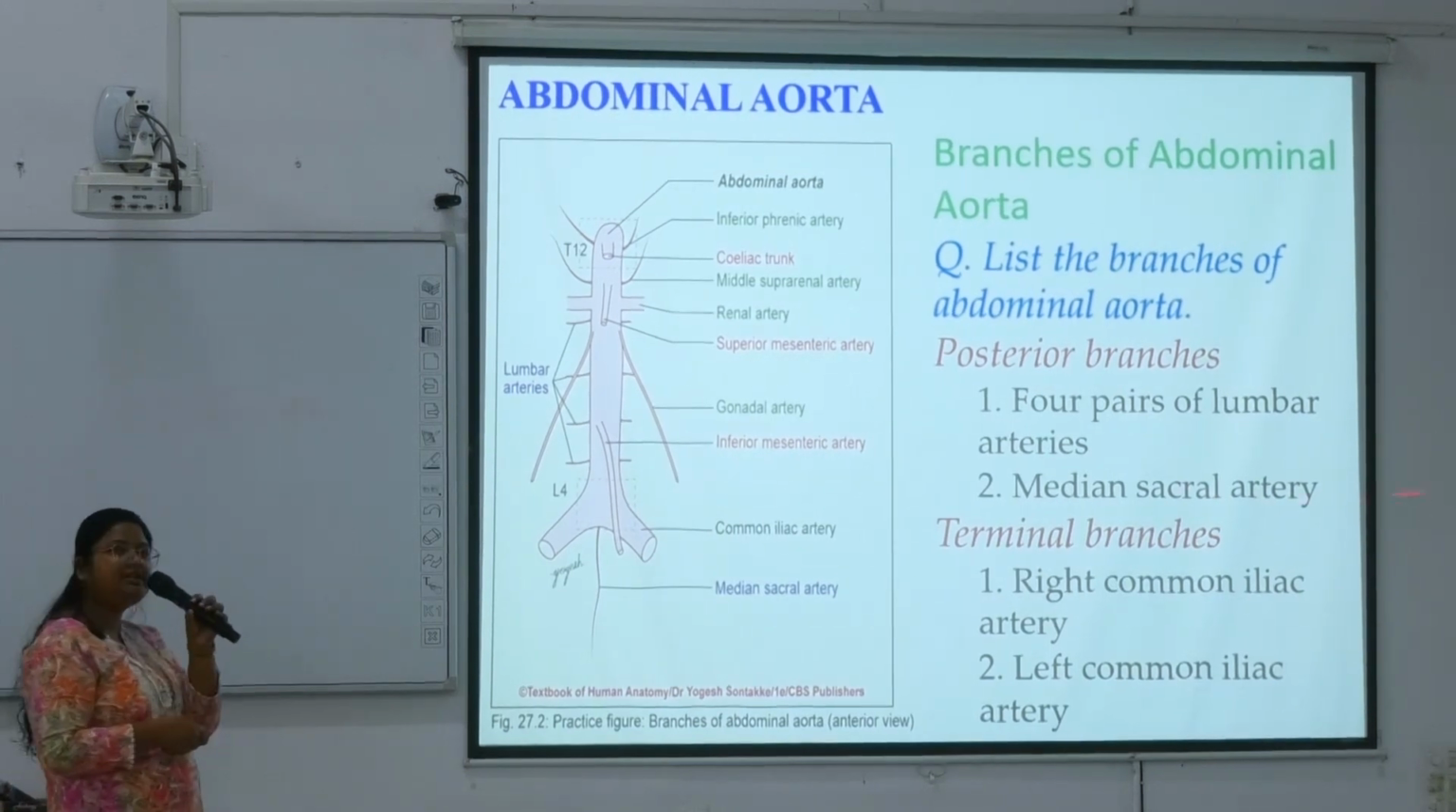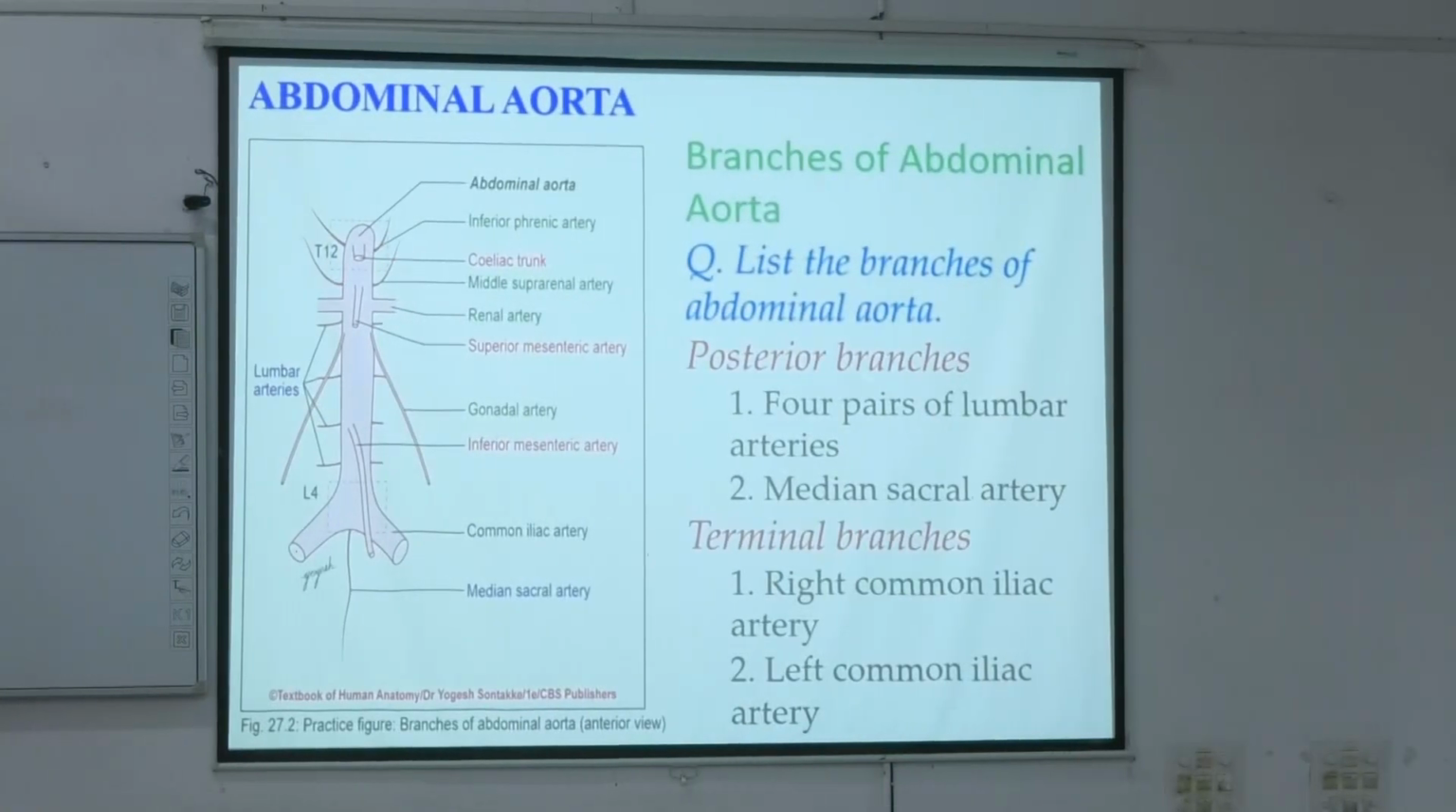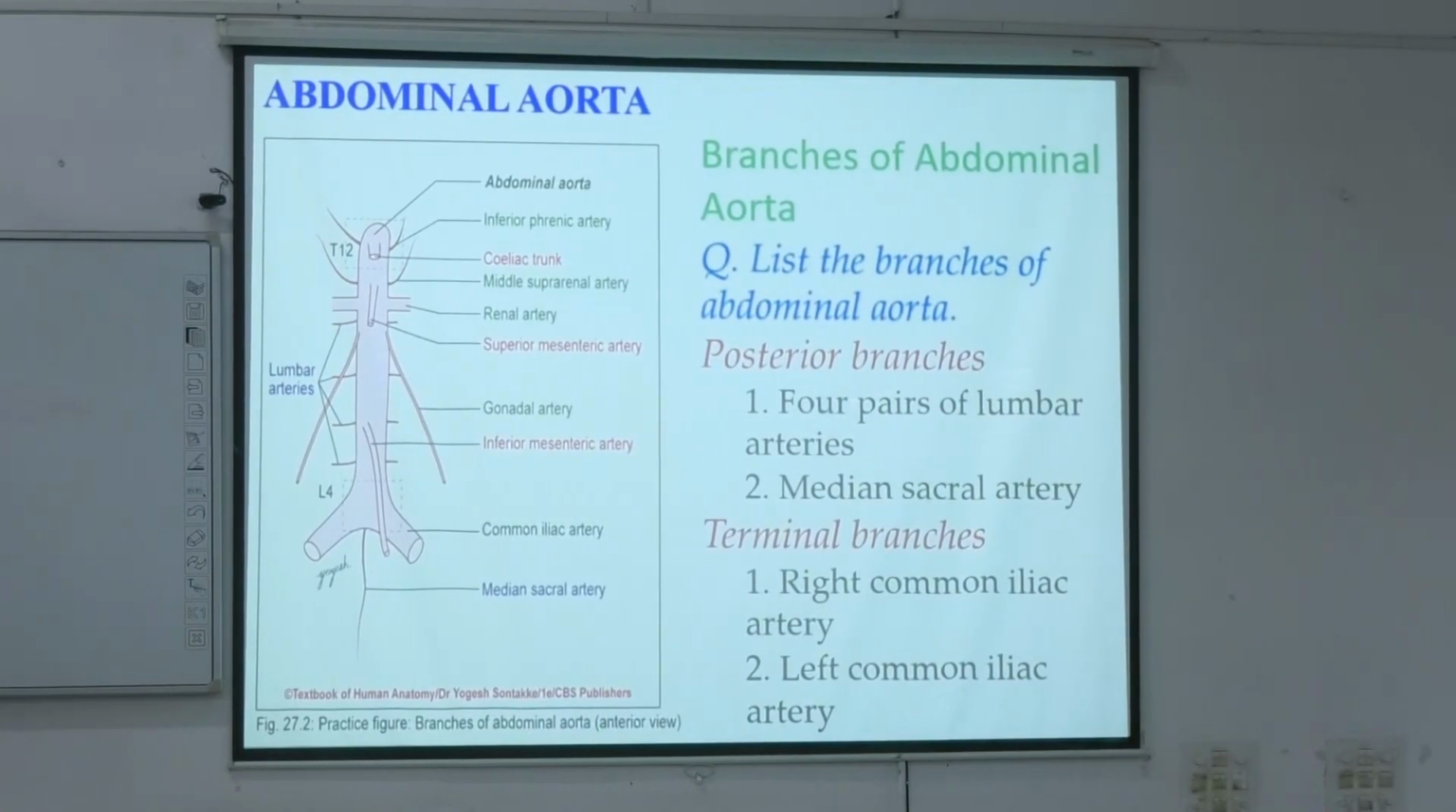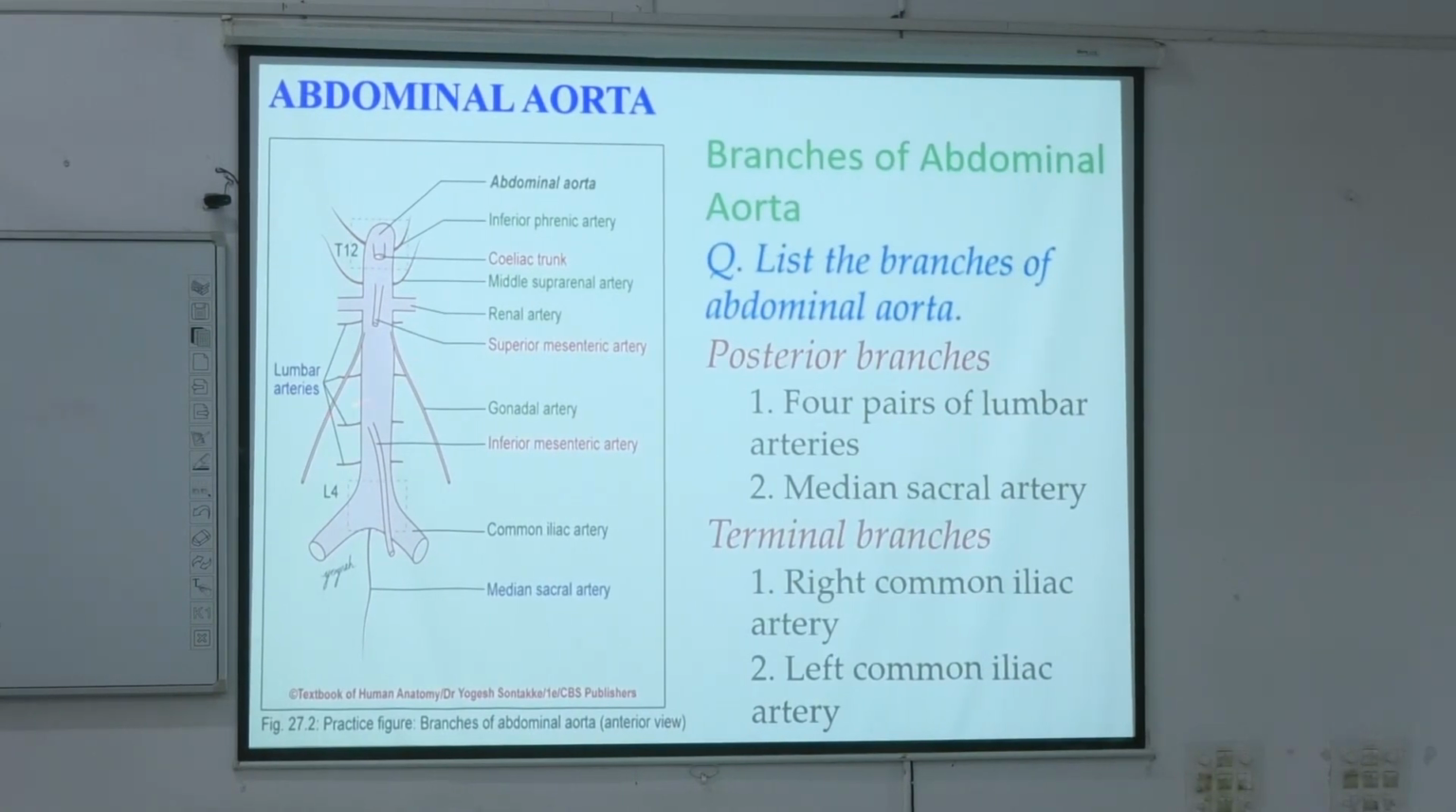Then there are posterior branches. Posterior branches: four pairs of lumbar arteries. See, these small arteries going on two sides on the posterior aspect of aorta. These are the lumbar arteries. Another is median sacral artery. Here is the median sacral artery. These two are the posterior branches. Then there are terminal branches, two common iliac arteries, right and left common iliac arteries.